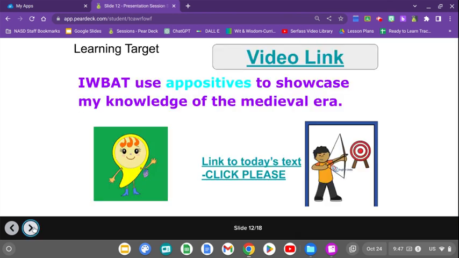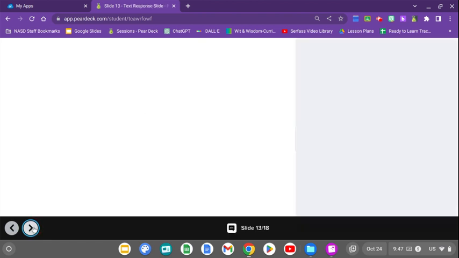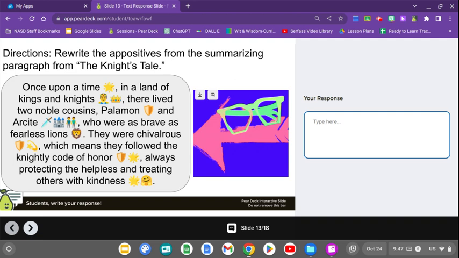Excellent work. So we're going to use appositives to showcase our knowledge of the medieval era. Slide 13. As we read along, we're going to do our best to identify appositives that we can write over to the side. These will also summarize the Knight's Tale, the first story told in the story contest in the Canterbury Tales. Let's take a moment and read this now.